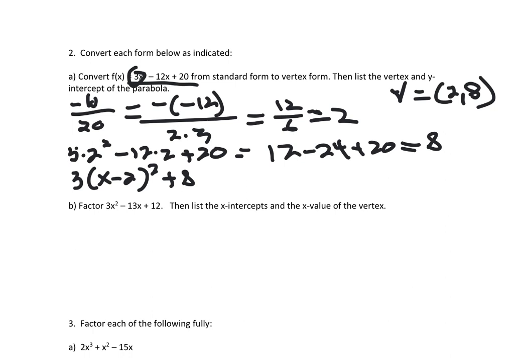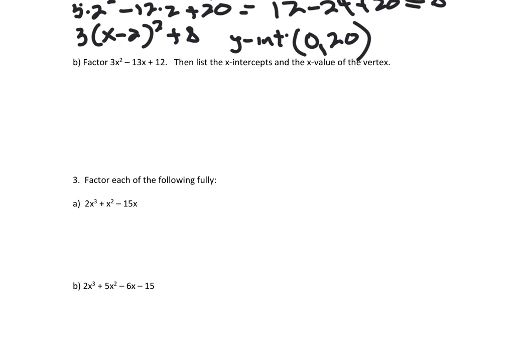We're also asked for the y-intercept, which, going back to the original standard form, we know the y value of the intercept has to be 20. And that means that our y-intercept is going to be (0, 20), where 0 is always the x value for the y-intercept.